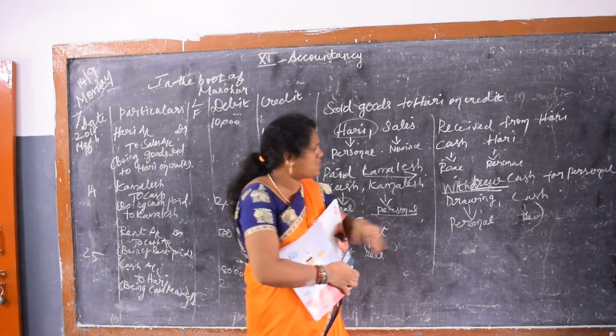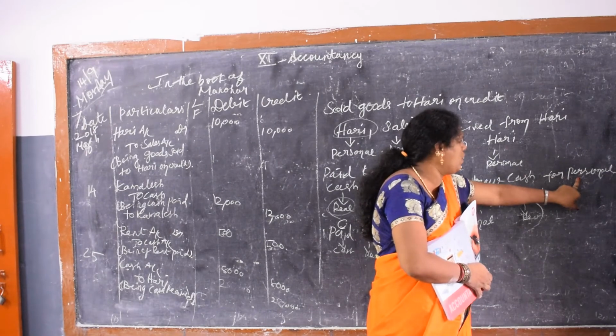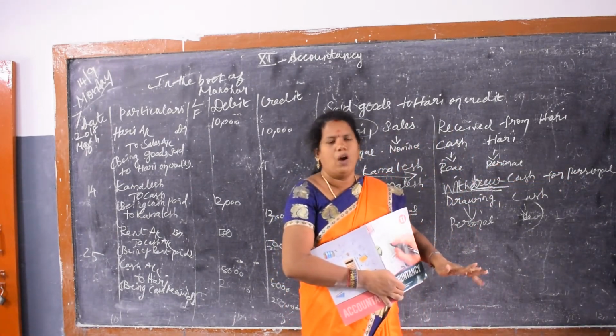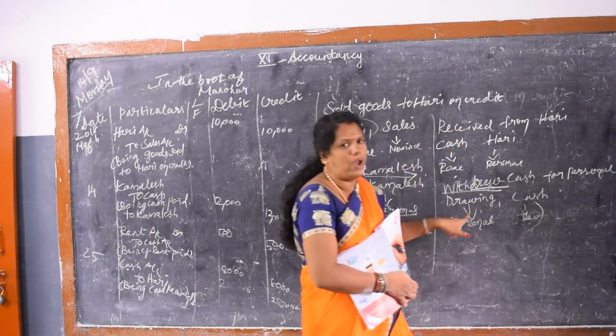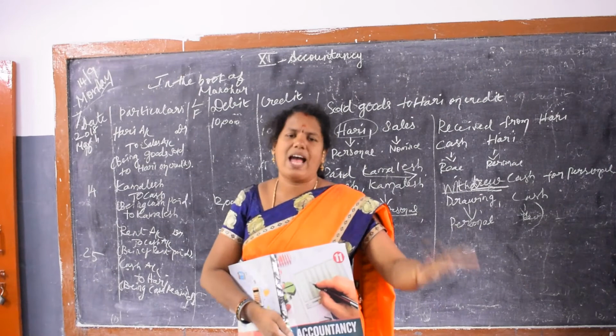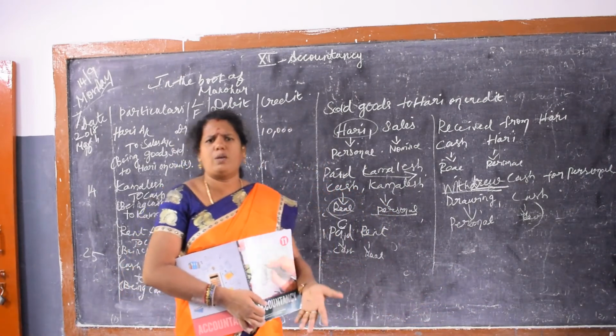You have to keep a stress on this word. Okay, you can check whether it is personal use or office use. Okay, personal use is drawings. Office use is something like staff salary or a printing machine.